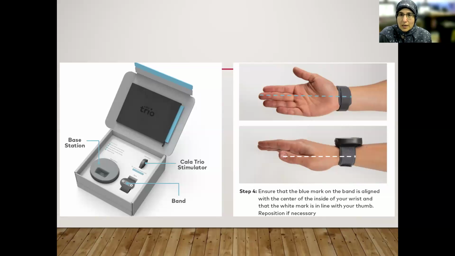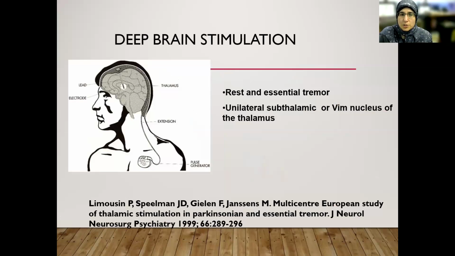Now, keep in mind, though, it cannot be used by people who already have an electrical device in their body. So if somebody has a pacemaker or a defibrillator or a spinal cord stimulator, then they cannot use the Cala Trio or this band. And then there are surgical options for the treatment of essential tremor. Deep brain stimulation is something which was approved for essential tremor in 1998. And it is like a pacemaker of the brain. So there's a battery that's placed in the chest wall, and it's connected by wires to the leads which are placed inside the brain. It's approved for essential tremor and also for Parkinson's disease.